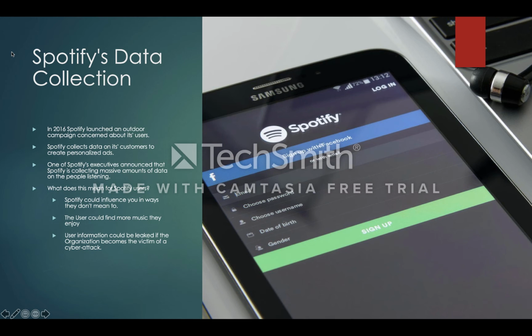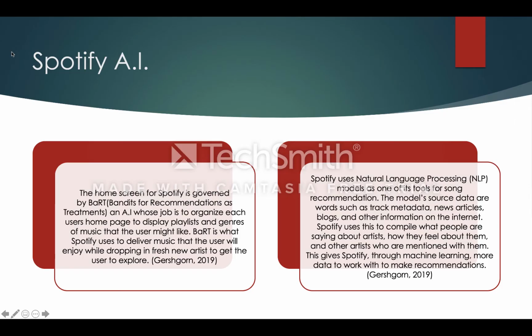One of Spotify's executives announced that Spotify is collecting a massive amount of data on the people listening. What does that mean for a Spotify user? Spotify could influence you in ways they don't mean to, such as, oh, I see you look at dogs a lot. We're going to show you a Furbo dog treat camera that maybe you will purchase. The user could find more music they enjoy, basically also by looking at your data. The Spotify algorithm is able to churn out more music to your taste. And user information could be leaked if the organization becomes a victim of a cyber attack, which we see, unfortunately, more and more common these days.